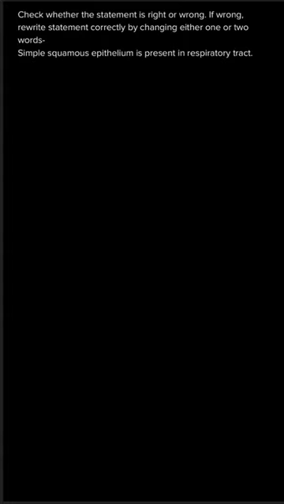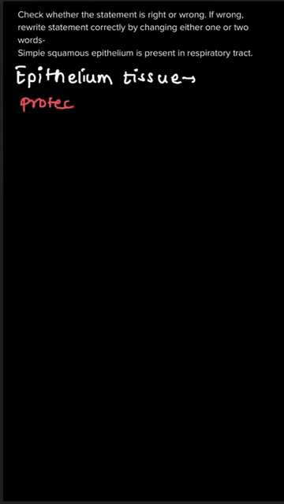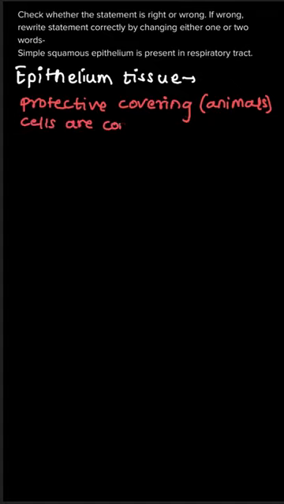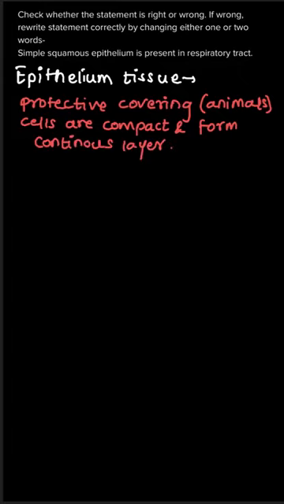So when we talk about epithelium, what is epithelium tissue? Epithelium tissue is basically one of the types of tissue present in animals, and it forms a protective covering in the animal body. Now when we talk about the structure of this tissue, the cells are compact and they form a continuous layer.